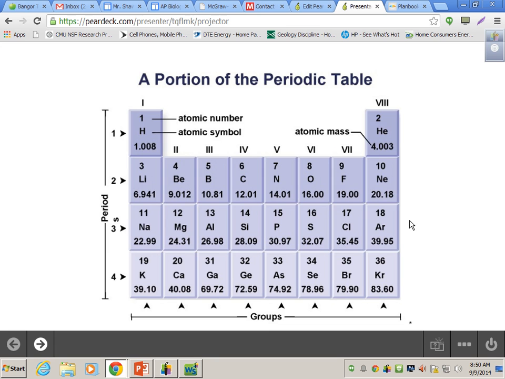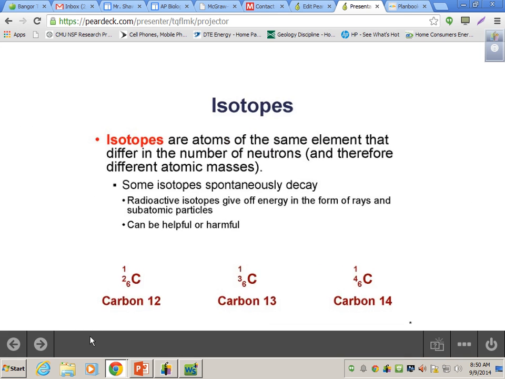So we just went over this, but you understand that our rows obviously are referring to orbitals. We don't need to get into that too much, but when we look up and down, we're looking at the families, bonding relativities, or who is related in their bonding capacity by valence level. So isotopes are atoms of the same element that differ in the number of neutrons and therefore have a different atomic mass. And some isotopes spontaneously decay. Radioactive isotopes give off energy in the form of rays and subatomic particles, and they can be helpful or harmful, depending on what they are.